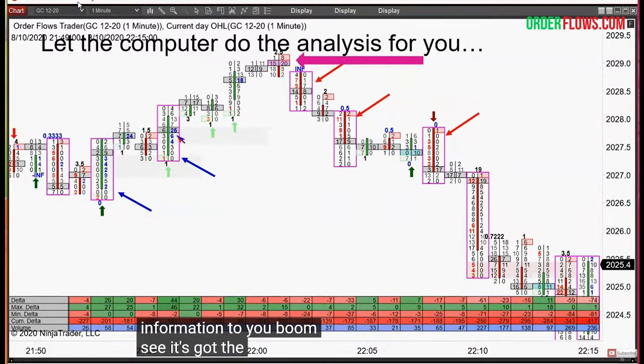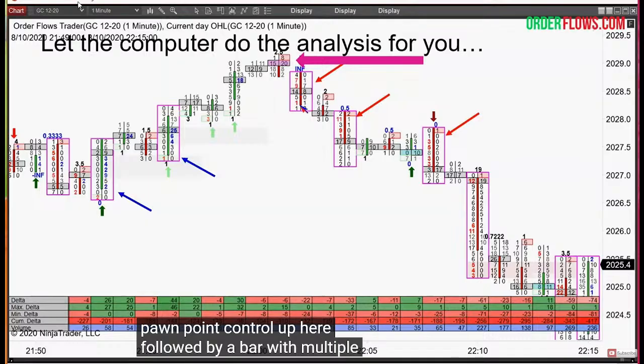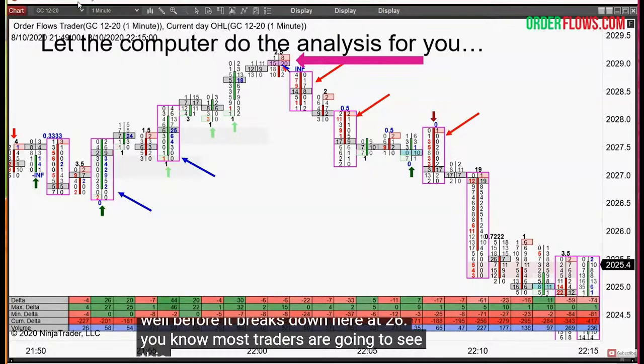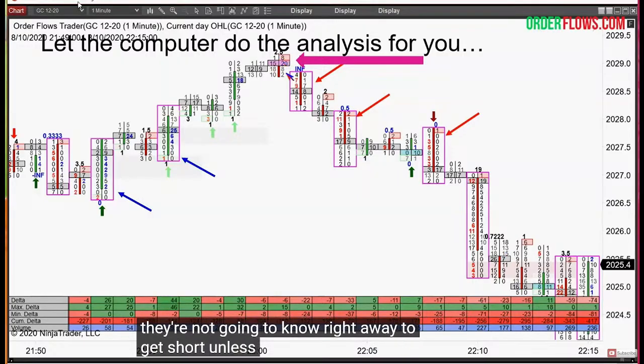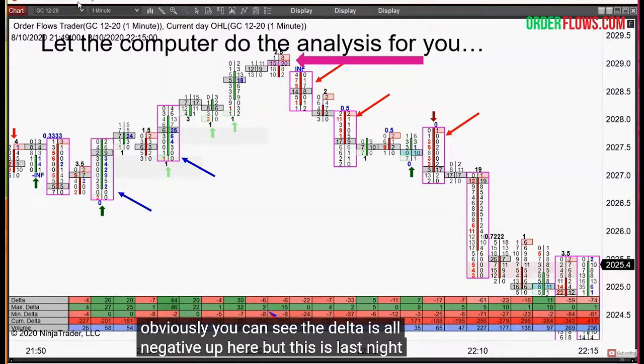Boom. See, you've got the pink box around it. You've got the prominent point of control, the bearish prominent point of control up here, followed by a bar with multiple selling imbalances. And again, you could be getting short in here at 28, well before it breaks down here at 26. Most traders are going to see this move. They're not going to know right away to get short unless they're looking at the order flow. Obviously, you can see the delta is all negative up here. This is last night at just after 10 o'clock.